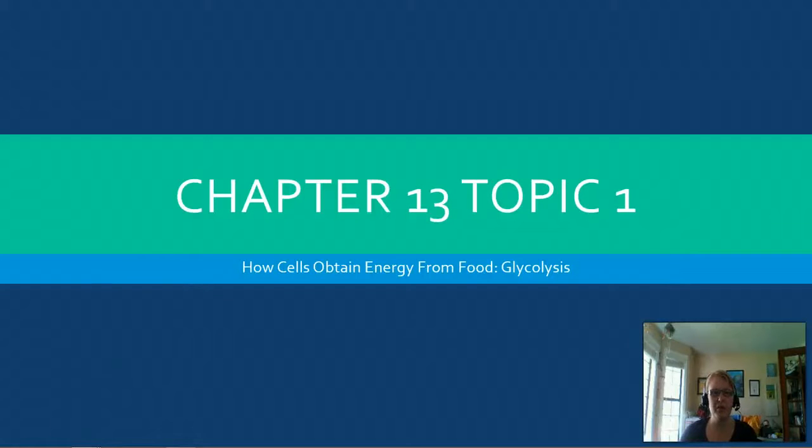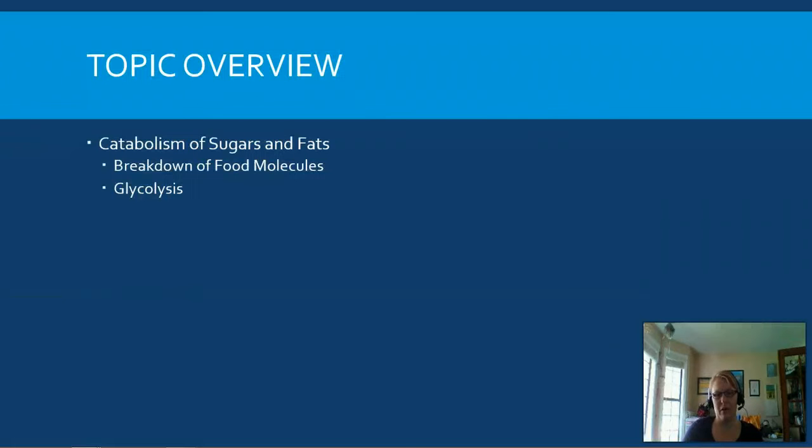Hey guys, welcome to chapter 13. This chapter is broken into two topics, topic 1 and topic 2. In topic 1, we're going to focus on glycolysis, and in topic 2, we're going to talk about the citric acid cycle. Chapter 14, we'll talk about the electron transport chain as well as photosynthesis. So that's where we'll finish up the process that you've learned before, as cellular respiration. But for this point, we're just going to talk about glycolysis in topic 1.